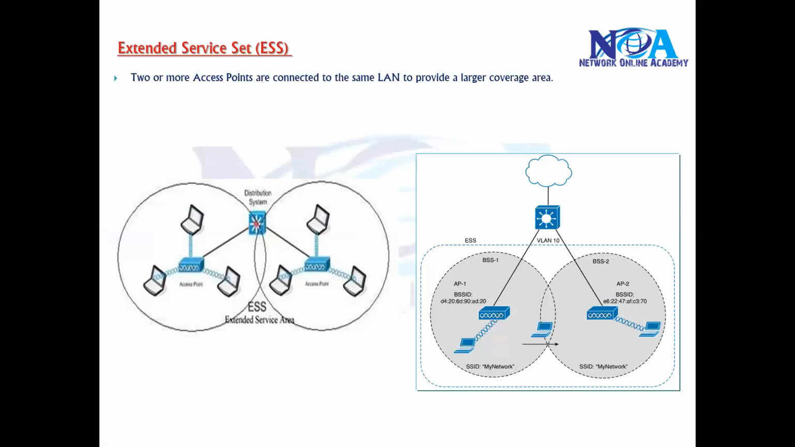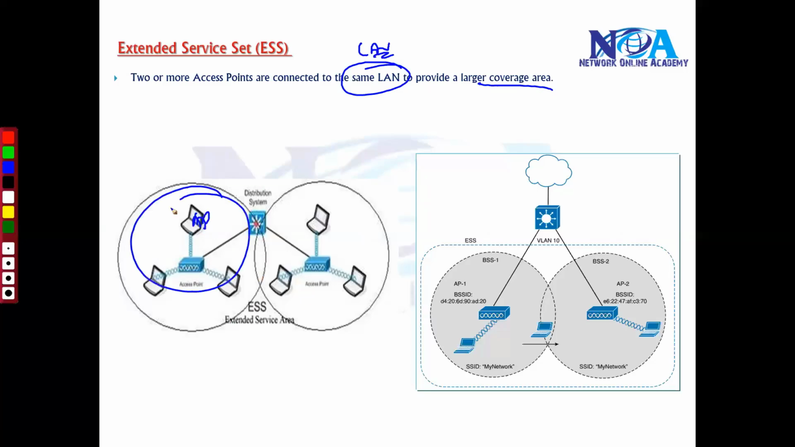And the extended service set will be using two or more than two access points to provide the wireless LAN connection within a large coverage area. Because one access point may not cover the entire building, so you need to install multiple access points in that building. So we need to add them so that we can extend the coverage area, and that's why we call it as extended service set.